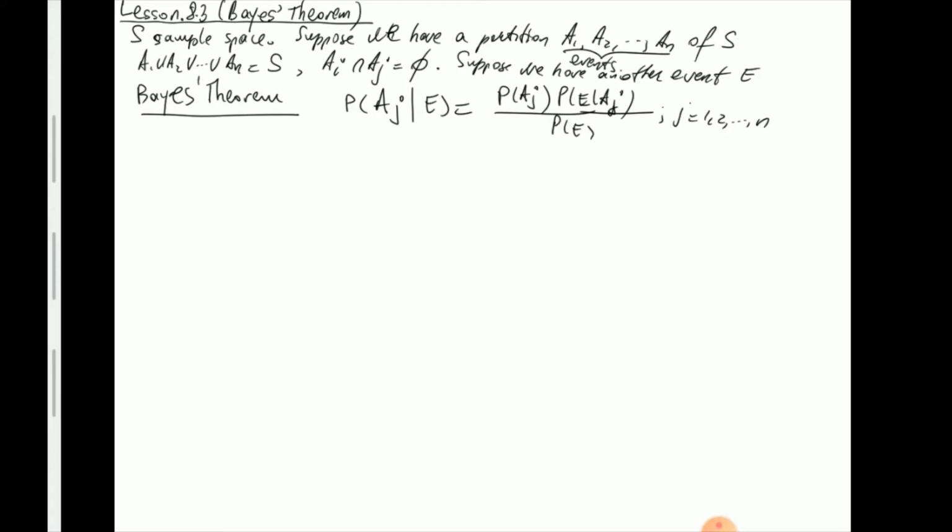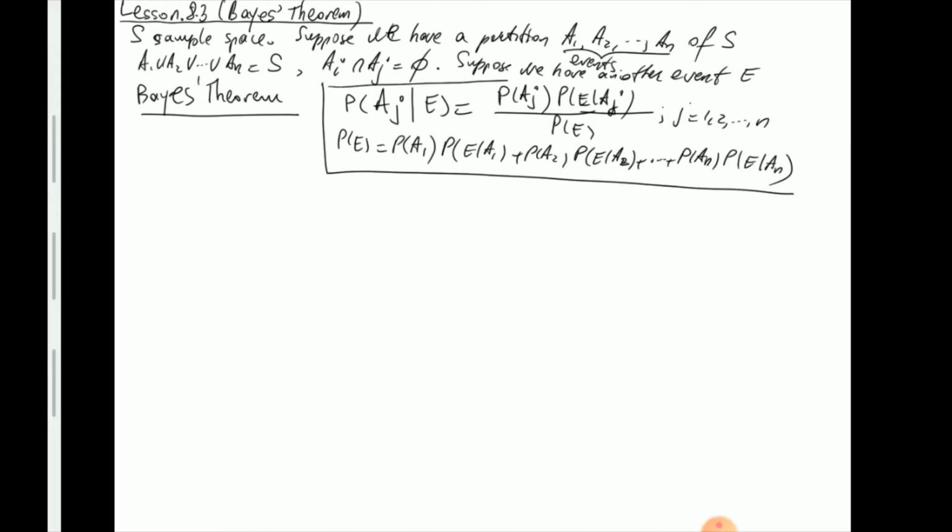I'm going to pause for a moment. Well, actually, let me state the second part of the theorem. The second part is a formula in terms of conditionals for this denominator, P of E. So the probability of E is the probability of A1 times the probability of E given A1, plus the probability of A2 times P of E given A2, and then all the way up to the last one, the probability of AN times the probability of E given AN. So this is what collectively constitutes Bayes' theorem.